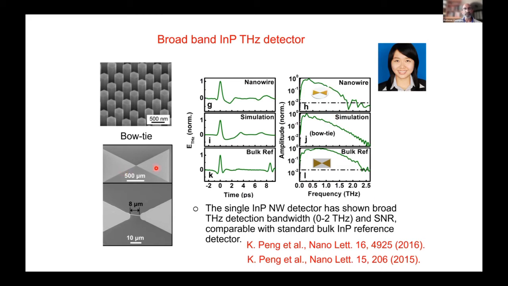We use something called a bow tie antenna to couple the light efficiently. This is made out of gold here, and you can see the nanowire sitting here, for example. She also compares this with the bulk reference ones, and they are very much as good as these ones, but also much smaller than the bulk detectors.